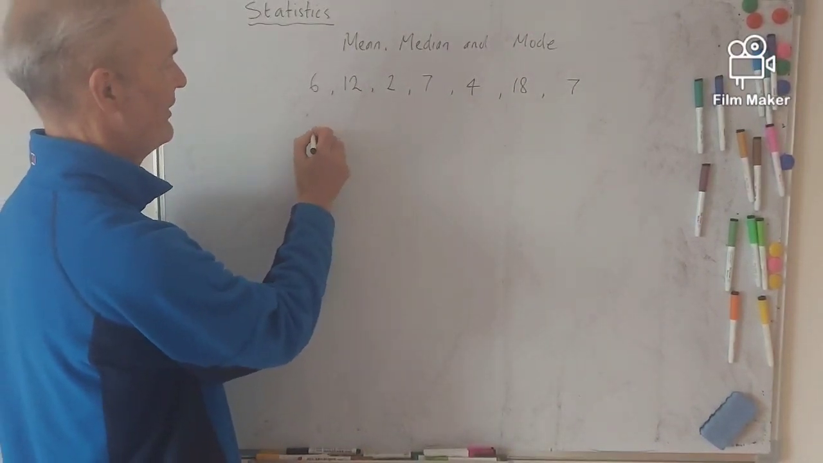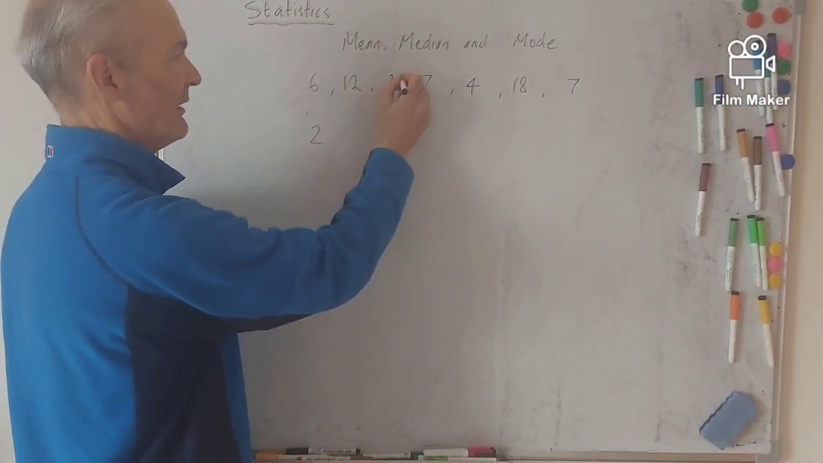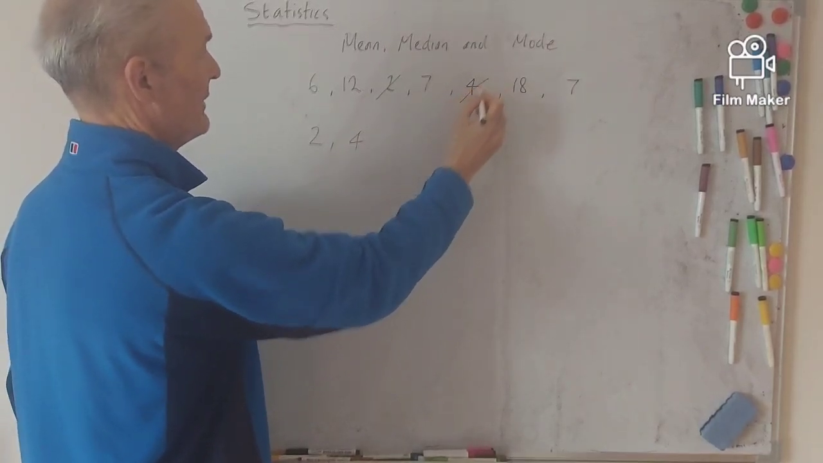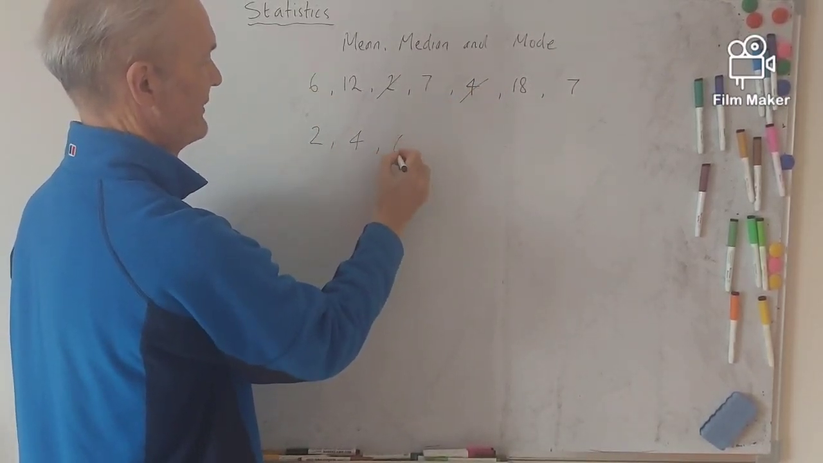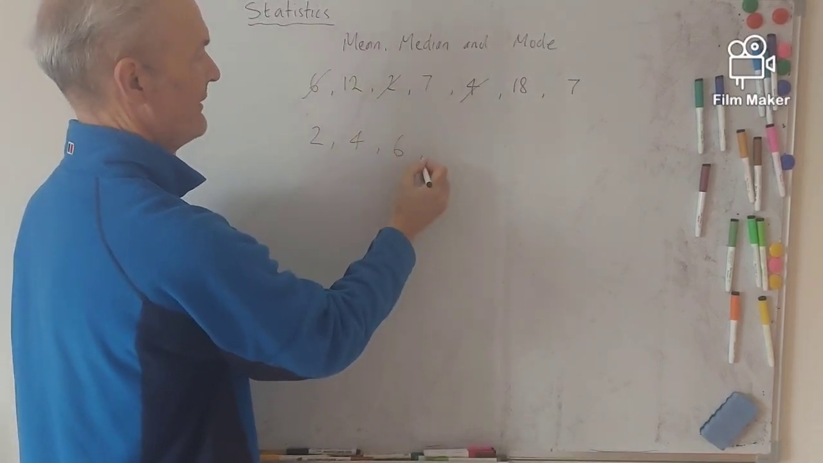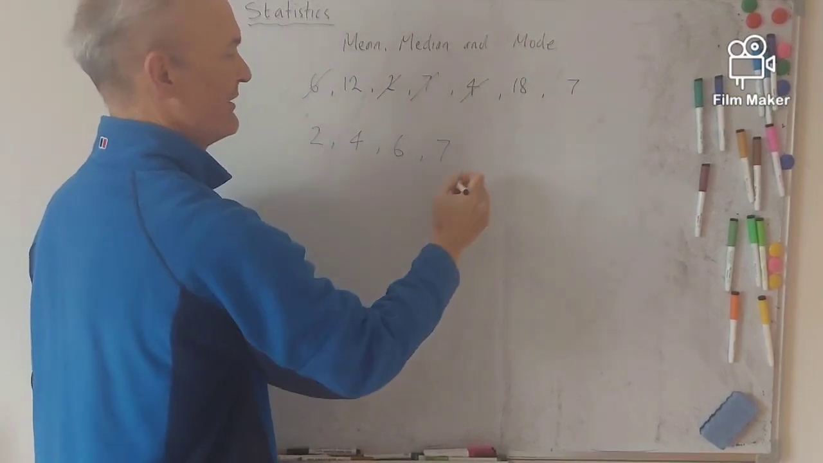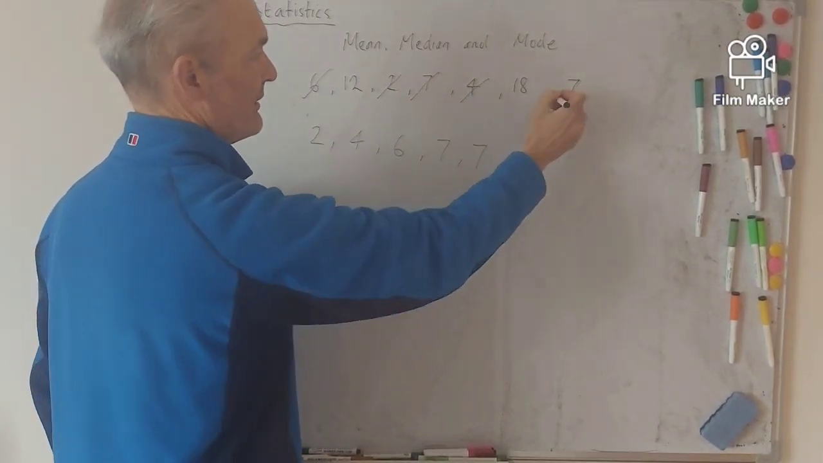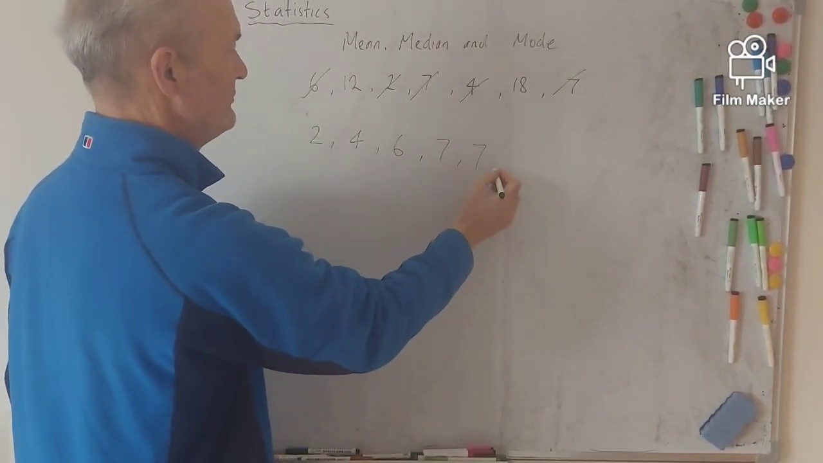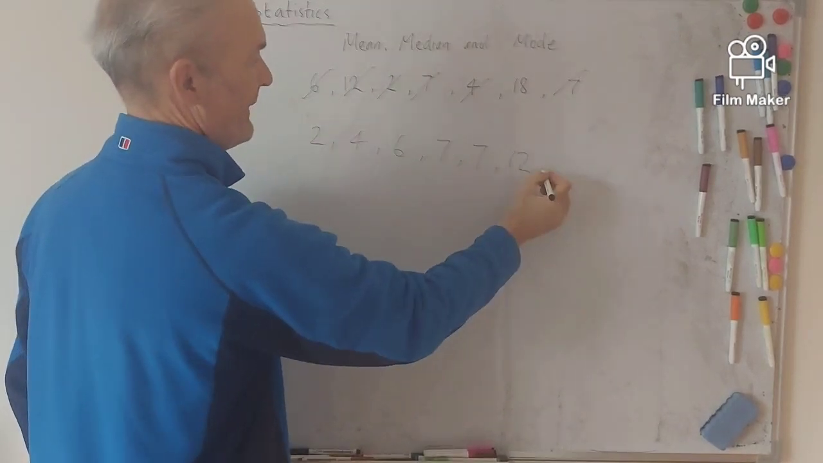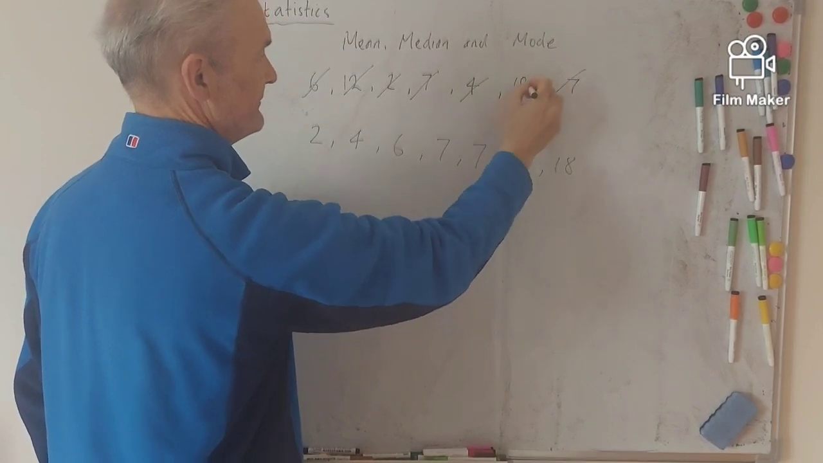So the smallest is 2. The next is 4. The next is 6. And we've got 7. Got another 7. Then we've got a 12. And then we've got an 18.